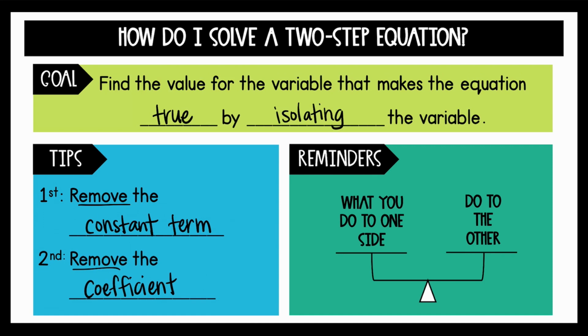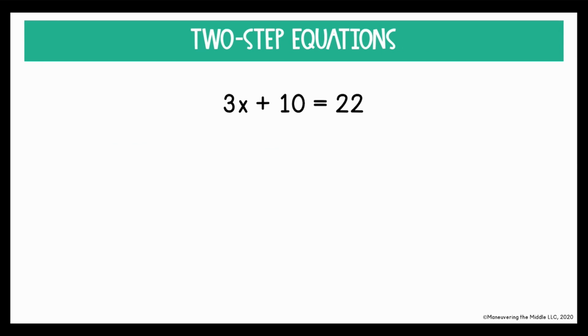And as a reminder, an equation is something that is balanced. So what you do to one side, you always have to do to the other side of the equal sign to keep the equation balanced. We'll work through several examples in this video. Feel free to pause the video at any point to try an equation first before you see the solution worked through. Let's solve 3x plus 10 equals 22.